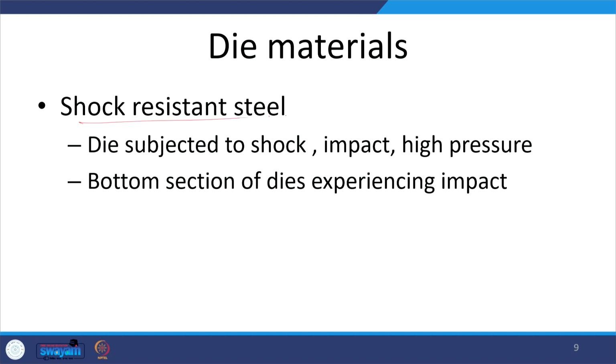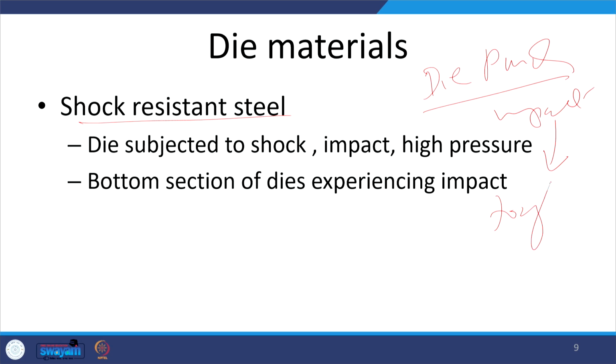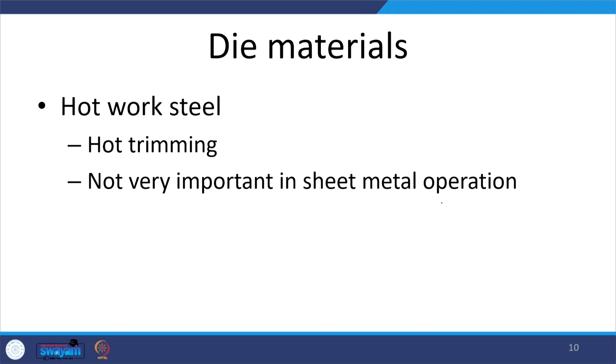Shock resistant steels are preferred when the die and punch are expected to have impact loads during the operation. So, the material must show enough toughness. For the die and punch subjected to impact loads during operations, if they are made of shock resistant steels, then they can withstand shock, impact and high pressure effectively, and therefore the dies must be made of shock resistant steels, especially the bottom section of the die which experiences the impact.